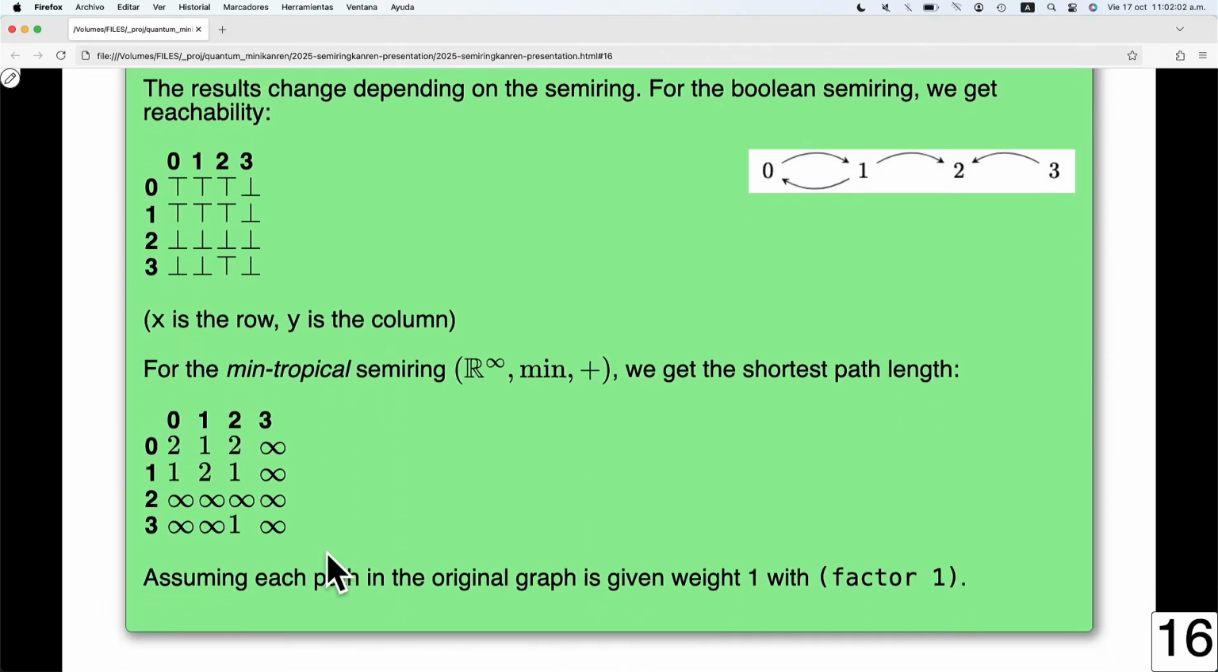But if we use the min tropical semiring instead, we get the shortest path length. We can see 0 to 0 has length 2, assuming these edges have weight 1, which we do need to encode with a factor. Yes, okay, 0 connects to 0 with 2. 0 connects to 1 with 1, but 0 does not connect to 3, so we give it weight infinity, which is the identity value for the minimum composition law.